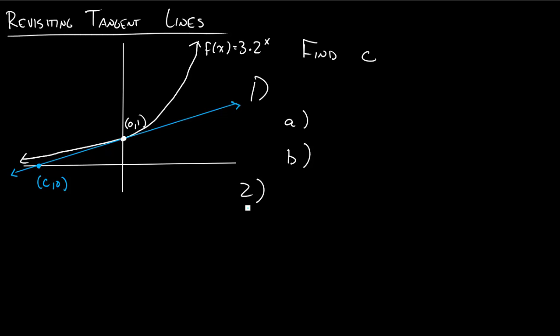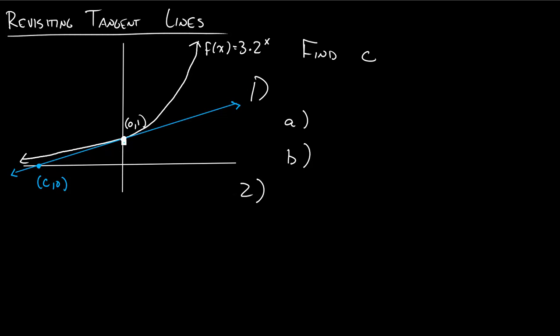So in all the chapters about derivatives, we're going to be able to ask you about tangent lines. And so here's a particular type of problem about tangent lines that you see in your homework. It says, well, this is your function. Your function is f of x equals 3 times 2 to the x.